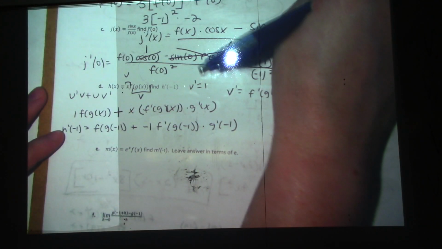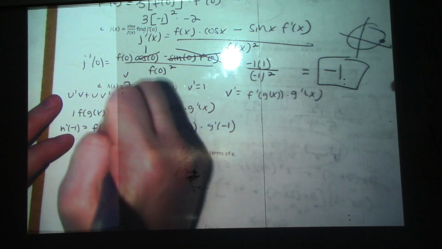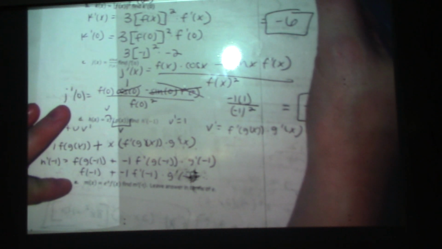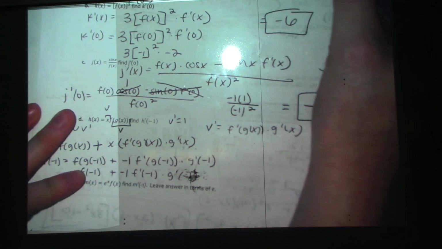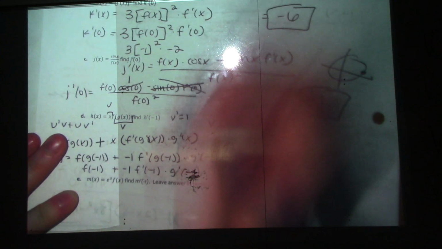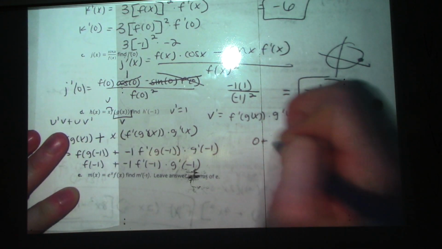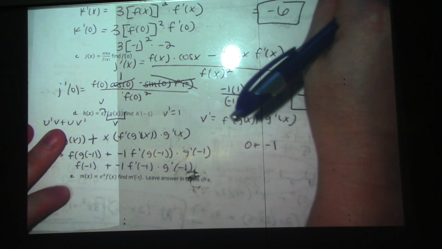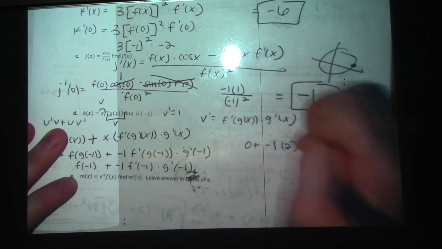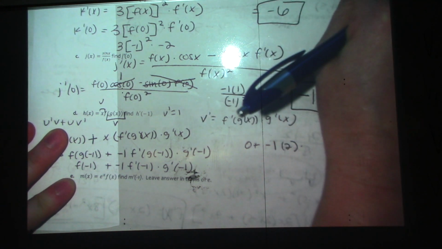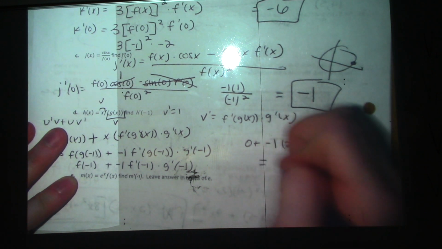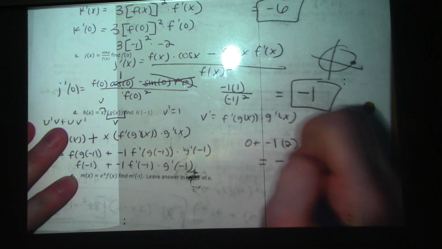G of negative 1 is negative 1. Great. F of negative 1 plus negative 1 times f prime of negative 1 times g prime of negative 1. F of negative 1, oh no, g of negative 1 is negative 1, just kidding. F of negative 1 is 0, so this one is 0 plus negative 1, f prime of negative 1 is 2. G prime of negative 1 is 1. So then this is just 0 minus 2, which is negative 2.